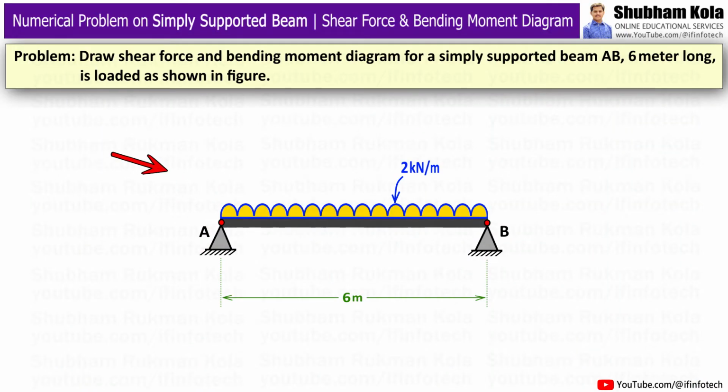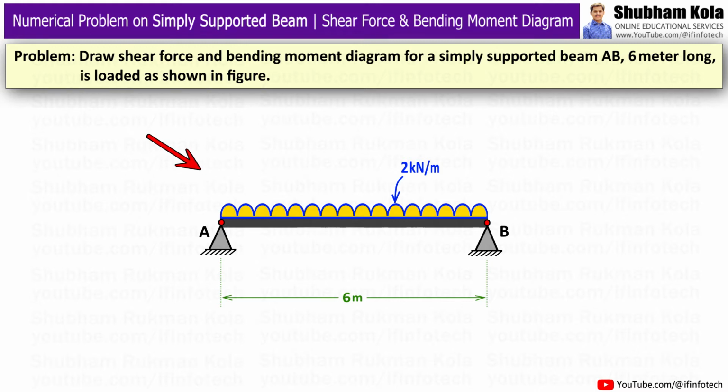In this video, we are going to learn how to draw shear force diagram and bending moment diagram for a simply supported beam AB as shown in figure. So the statement is given as: draw shear force and bending moment diagram for a simply supported beam AB 6 meter long, loaded as shown in figure.